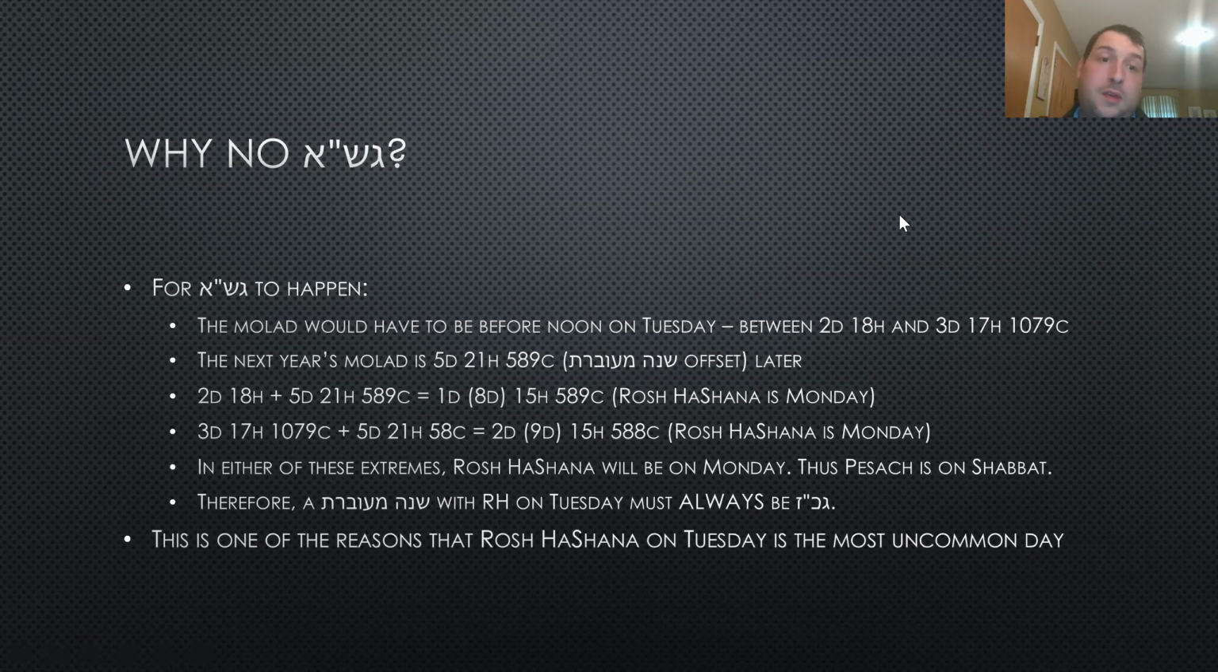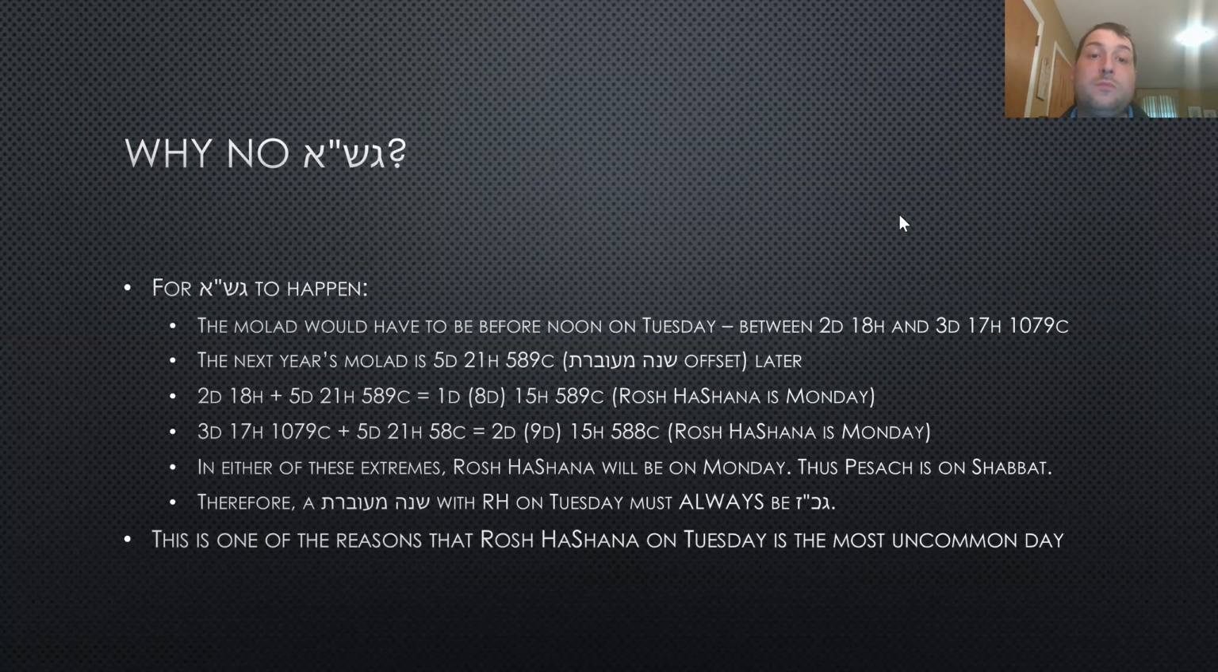But here's the math. The Molad for a Gesha year to happen for this year would have to be before noon on Tuesday. It has to happen between 2 days and 18 hours. That's Monday and 18 hours, so that the first rule of Moled Zaken will apply and push it off to Tuesday. And it has to be before 3 days, 17 hours, and 1079 chalakim. Otherwise, if it's at 3 days and 18 hours, then Moled Zaken will push it off, and then Lo Adu Rosh will also push it off to Thursday.